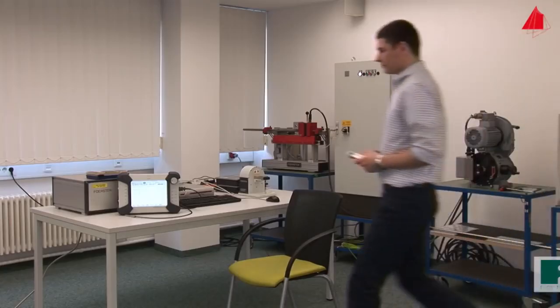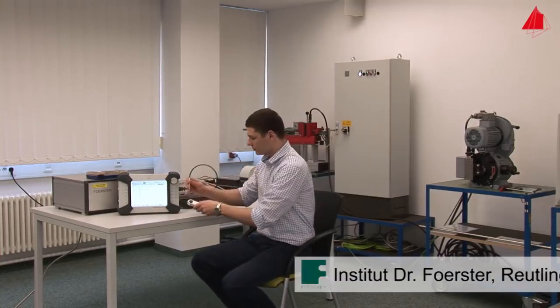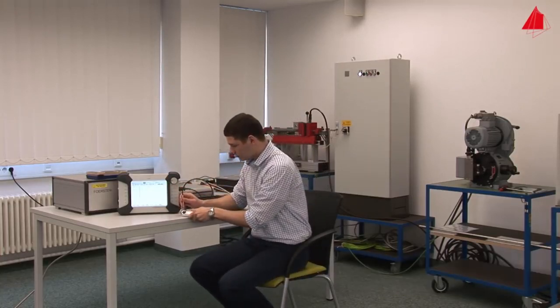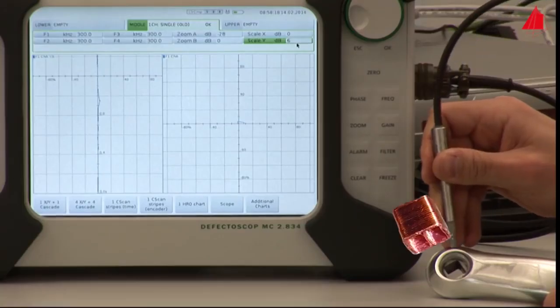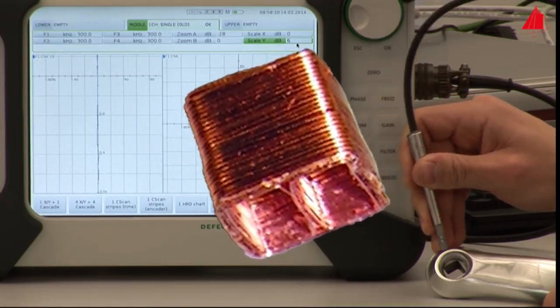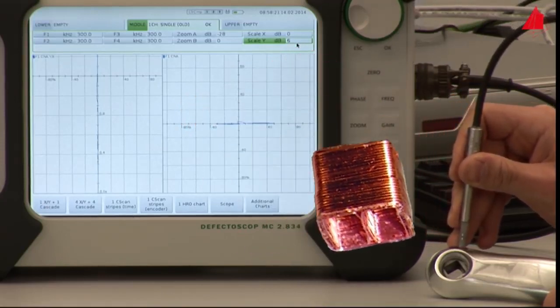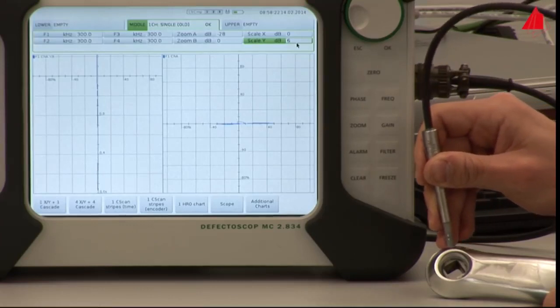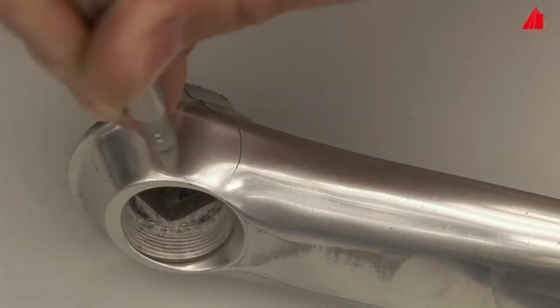Now let's take a look at the examination of a component in practice. As an example, we are going to inspect a bicycle crank arm with a crack. To do so, the materials tester uses a suitable eddy current probe. It has a tiny sensor with an excitation coil and 2 inner receiver coils on its tip. He carefully scans the surface of the bicycle crank arm with the probe.